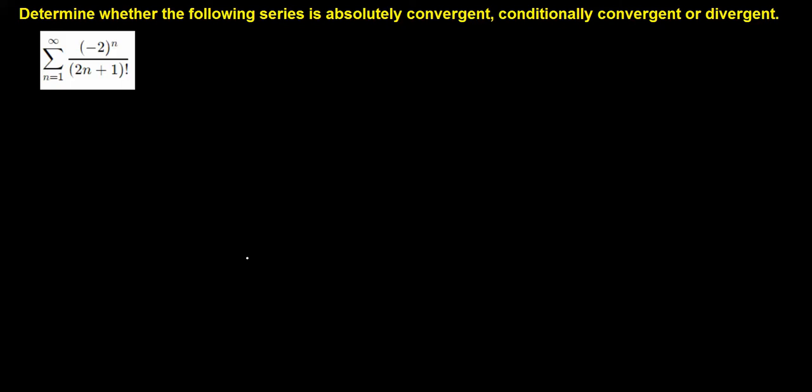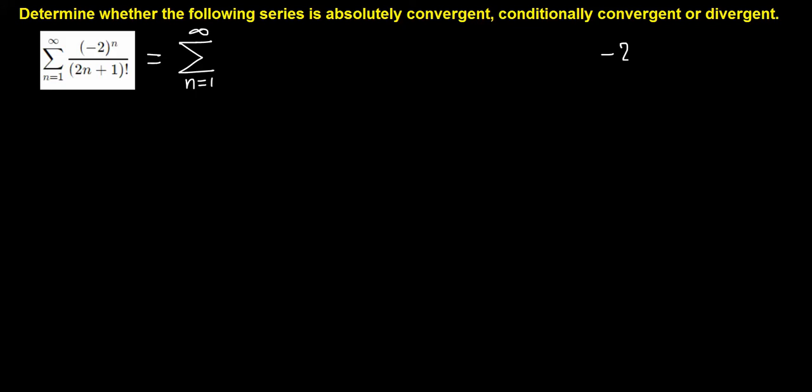Determine if the following series is absolutely convergent, conditionally convergent, or divergent. We have the sum from n equals 1 through infinity of (-2)^n over (2n+1)!. Let me rewrite this series. So we have the sum from n equals 1 through infinity of (-2)^n.